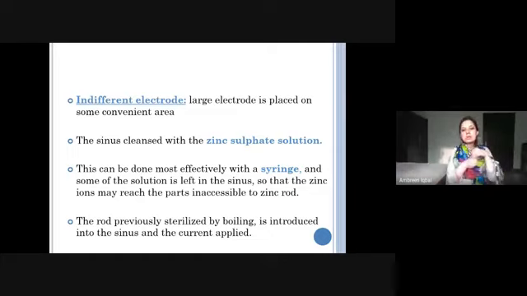In order to clean this sinus, we are going to inject 1% zinc solution inside the sinus with the help of a syringe. We introduce the solution through the syringe, and then we move the solution out of the syringe and keep a few molecules of the solution inside the sinus, so that zinc ions may reach the parts inaccessible to zinc electrodes. The rod, previously sterilized by boiling, is introduced into the sinus and the current is applied.